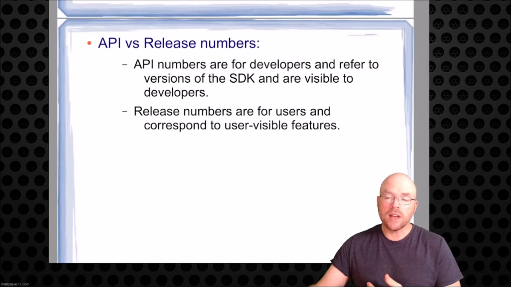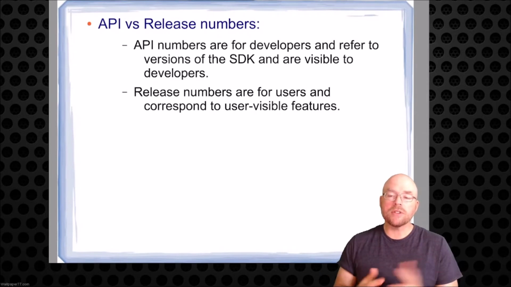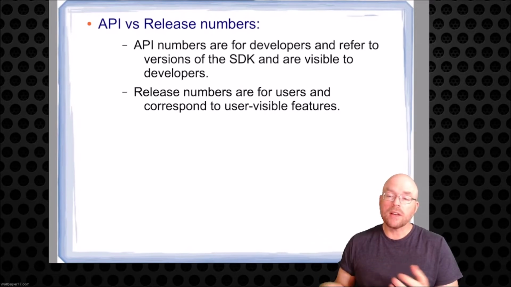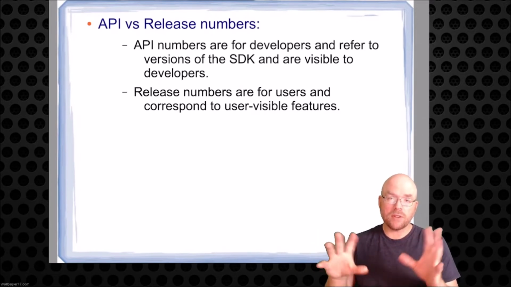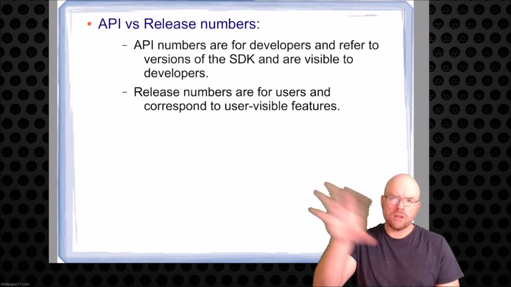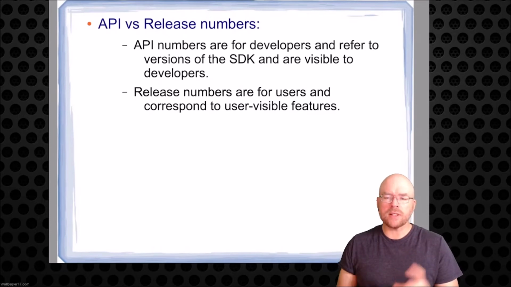What's the difference? The API numbers are usually used by the developer. Those refer to versions of the software development kit. Those are visible to the developers. That's what developers tend to focus on. And the release numbers are for the users. It's less technical to say, oh well, this is Android 12. All of the literature would say, in Android 12, here are these new features. Isn't this awesome, right? That's all stuff that users are interested in.